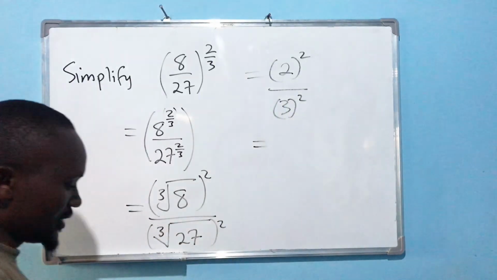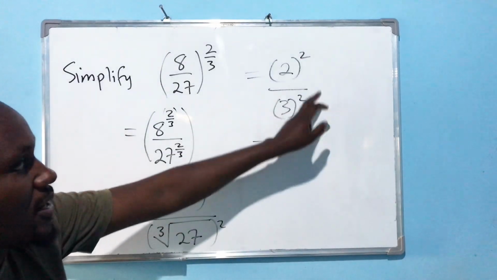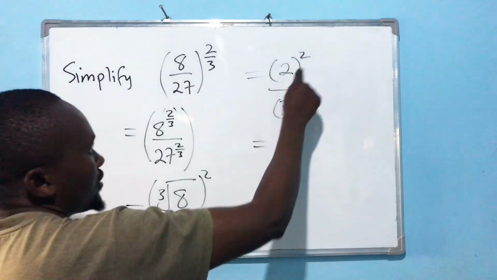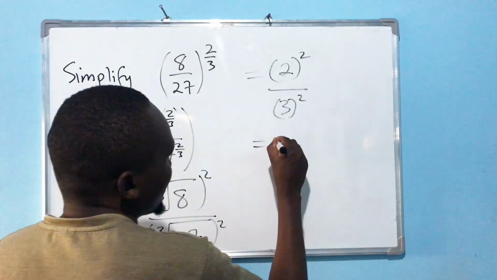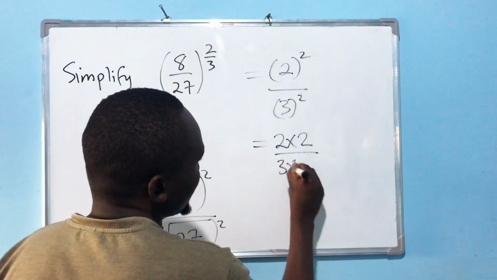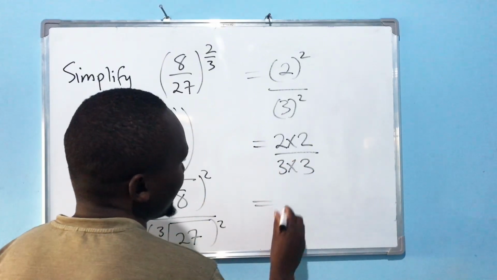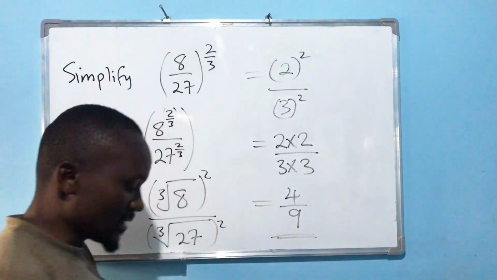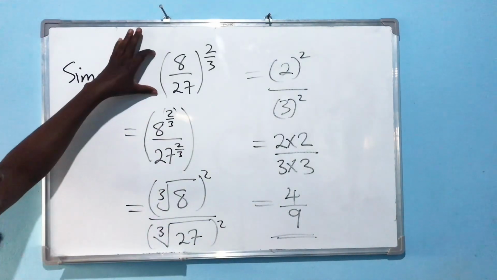Now, once we reach there, the powers will be implemented. So we'll have 2 raised to the power of 2, which means we do 2 times 2, over 3 times 3. And this will give us the answer as 4 over 9. So this is the answer that you get if you are to simplify this.